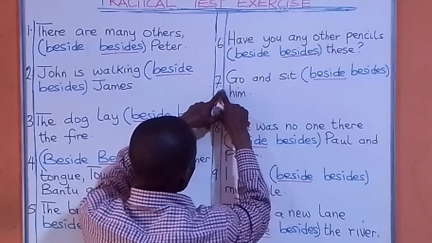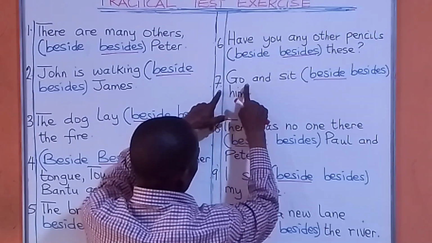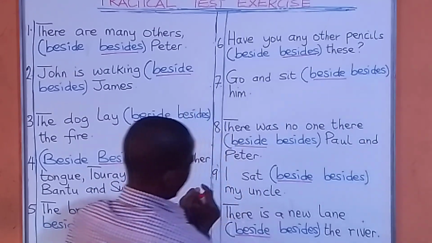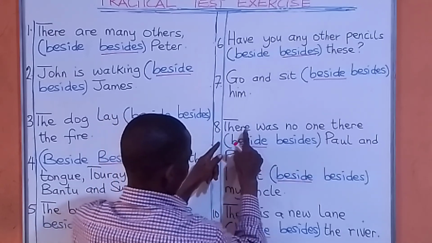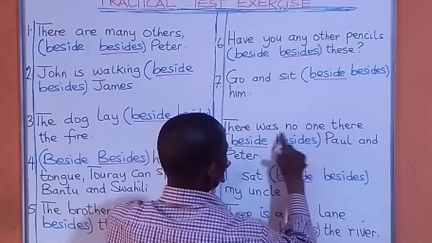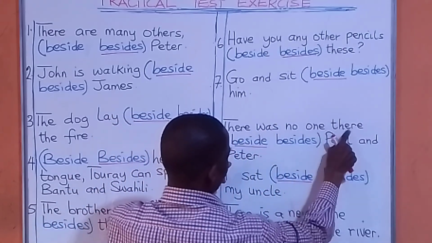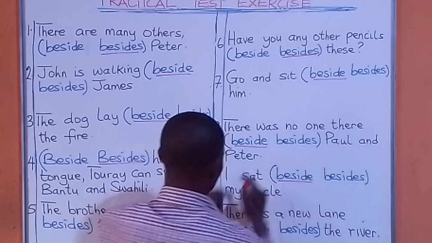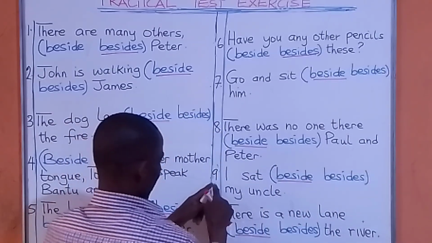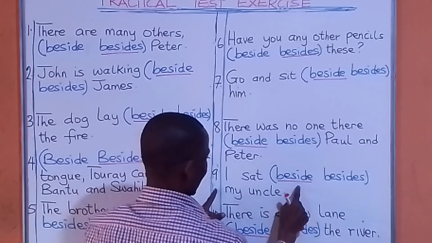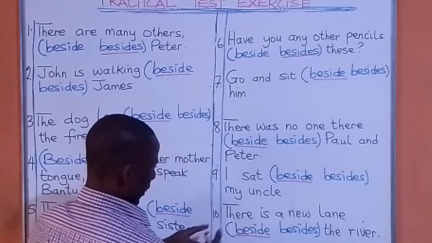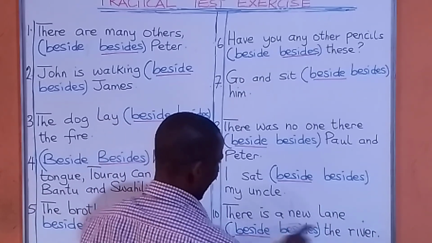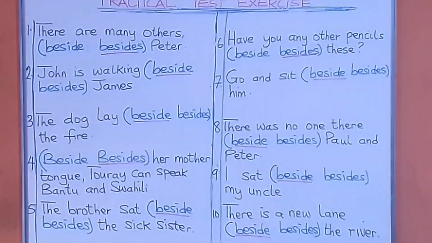Number 7. Go and sit beside him. Number 8. There was no one there beside Paul and Peter. Number 9. I sat beside my uncle. Number 10. There is a new lane beside the river. And that is that on this practical section on the use of beside and besides in English grammar.